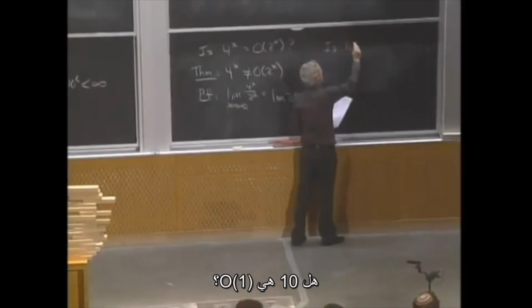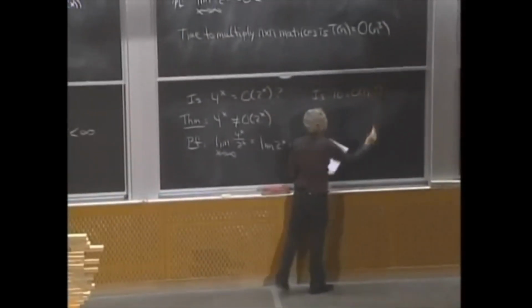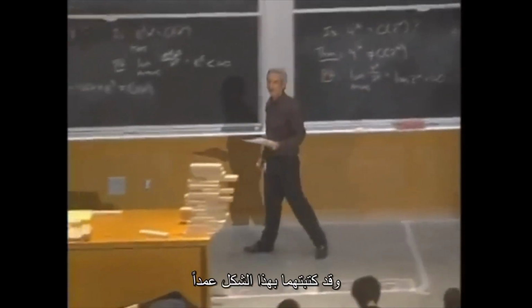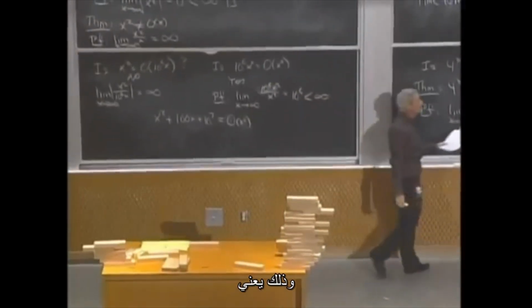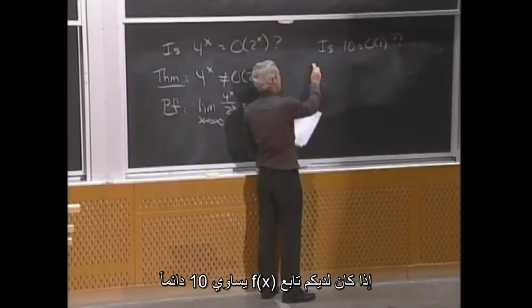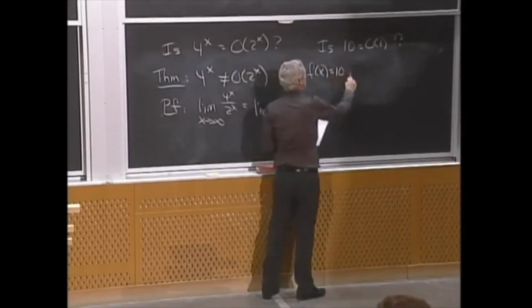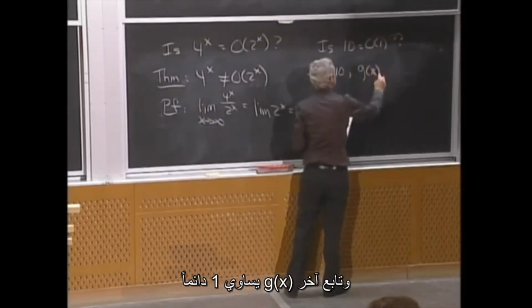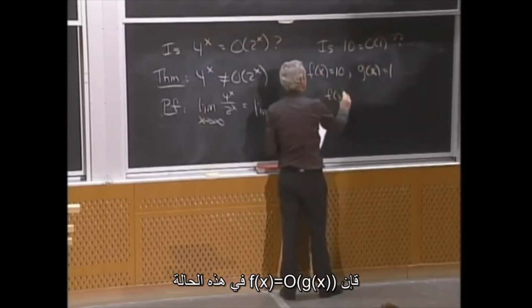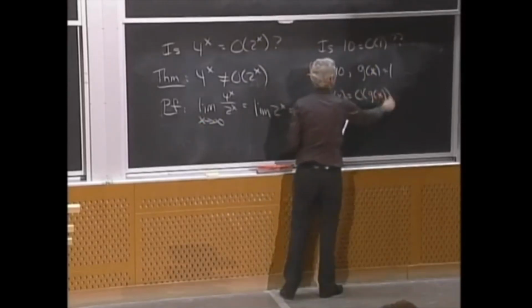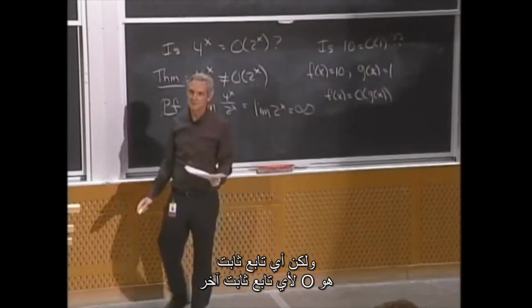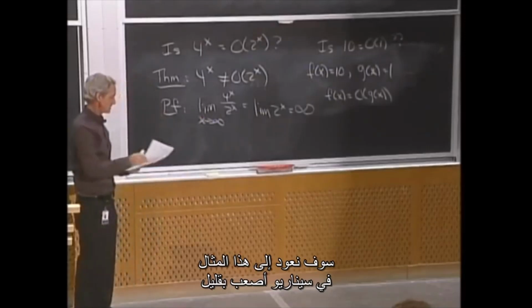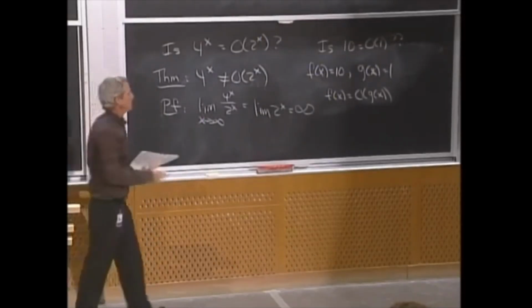All right, here's one. Is 10 O of 1? I've purposely written it this way. Yes, it is. The interpretation is that you've got some function f of x that's always equal to 10, and some function g of x that's always equal to 1. Then it is true that f of x is O of g of x. Any constant function is O of any other constant function. We're going to revisit this in a nastier scenario in a little bit.